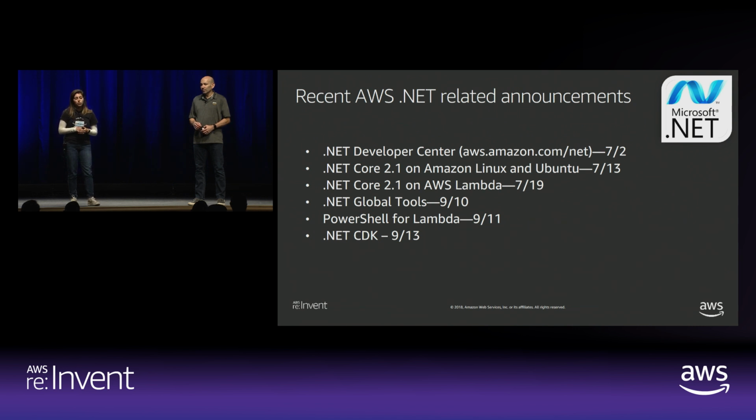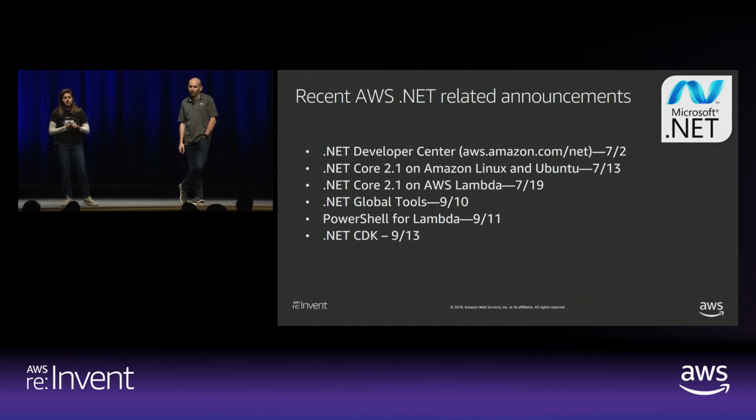The best place to go to keep up with .NET news, specifically on AWS, is aws.amazon.com/net. That was launched in July. And it's also great for code samples, step-by-step guides, anything you could possibly need as a .NET developer on AWS is the best place to go.